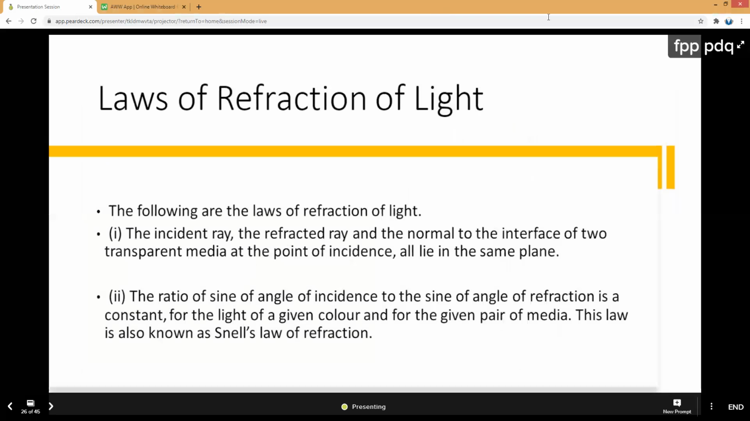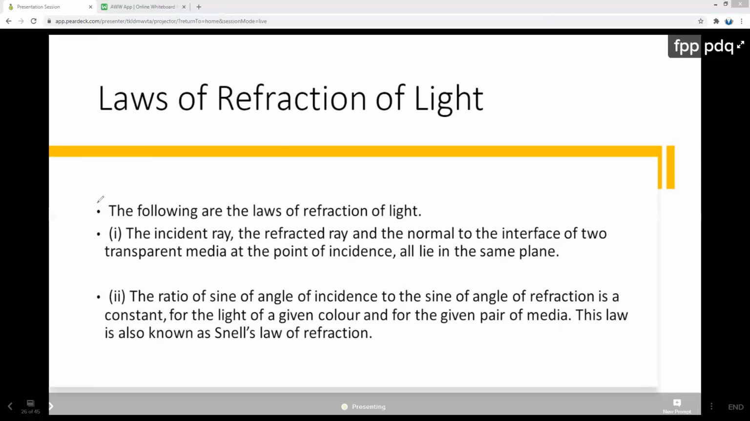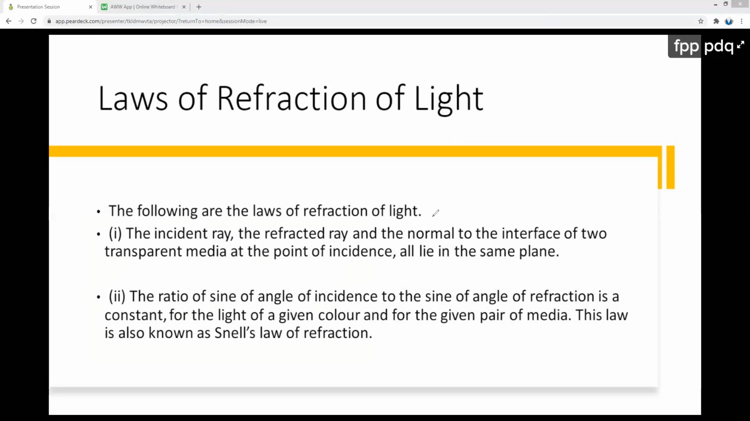Laws of reflection of light, refraction, not related to our topic, so let's just quickly go through it. The following are the laws of refraction of light. As you saw in the previous one, the incident ray, that's a normal. It's not straight, just observe it from the 90 degrees. So the incident ray, the refracted ray, and the normal to the interface of the two transparent media at the point of incidence, they all lie in the same plane. Even in the other case, they all lie in the same plane.